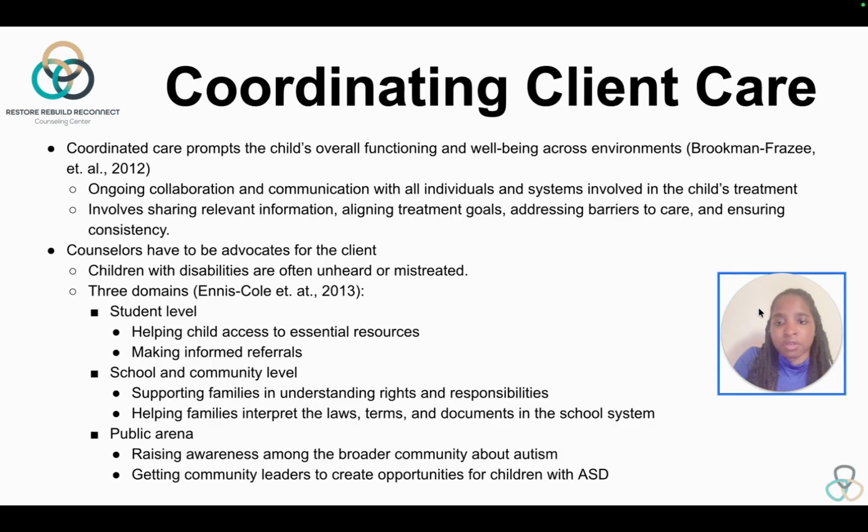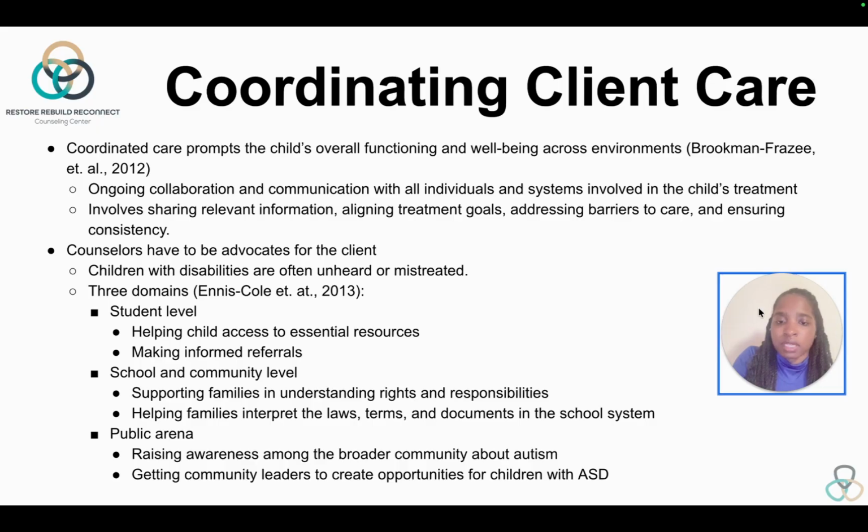And in a paper that I found by Ennis, Cole, and colleagues, it talks about how advocacy takes place on 3 different domains. So the first domain is the student level. What this kind of looks like is a counselor maybe helping to make sure that a client has access to essential resources and maybe referring the client to different services.